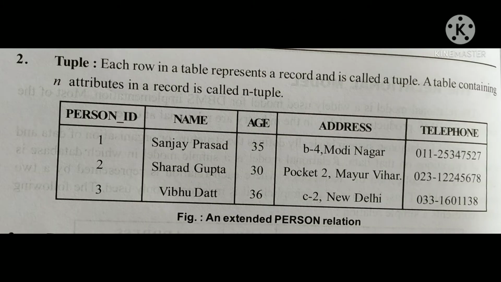Then you can go for another definition, that is a relation. The name of each column in a table is used to interpret its meaning and is called an attribute. Each table is called a relation.